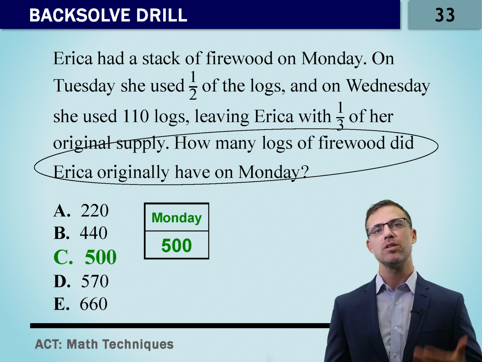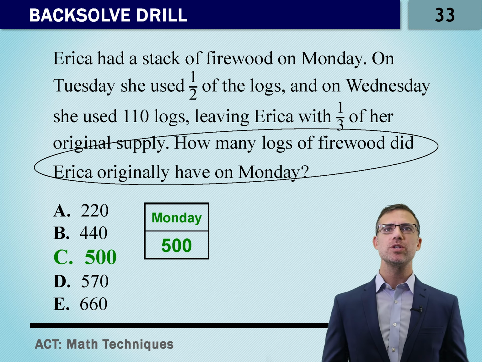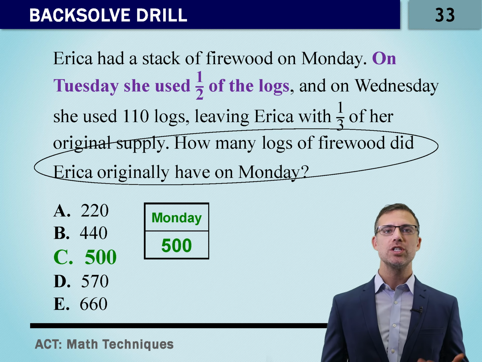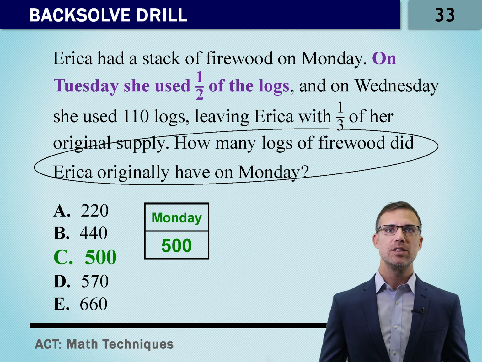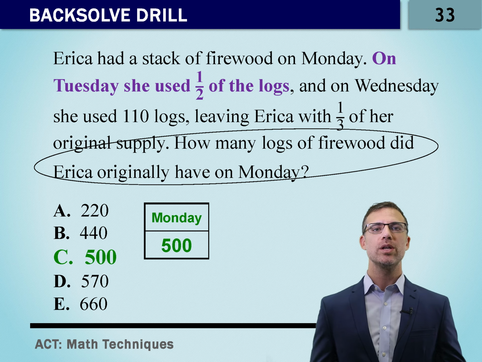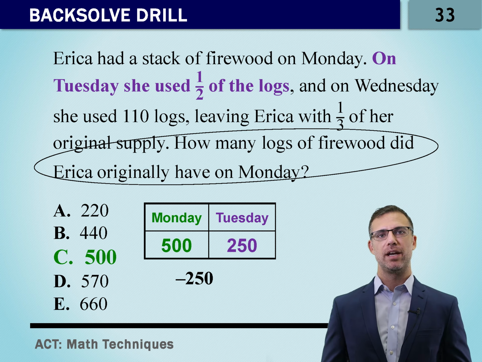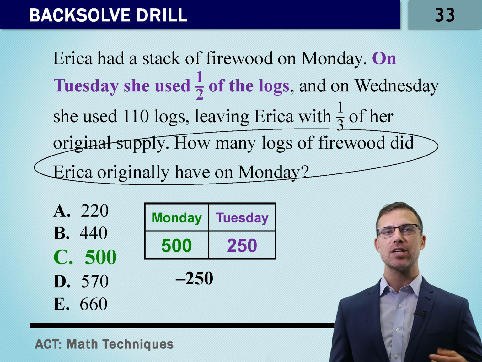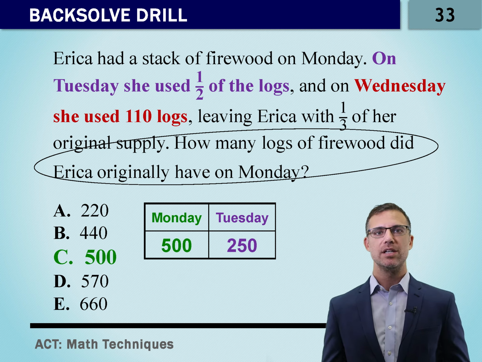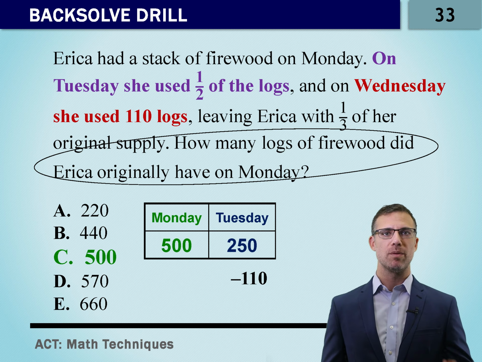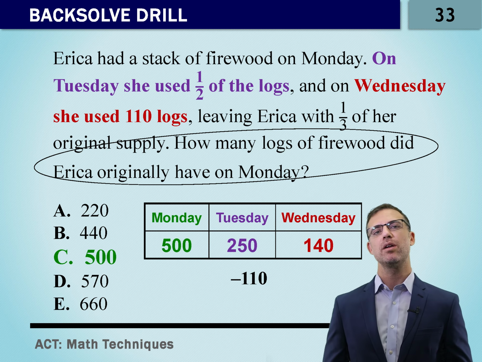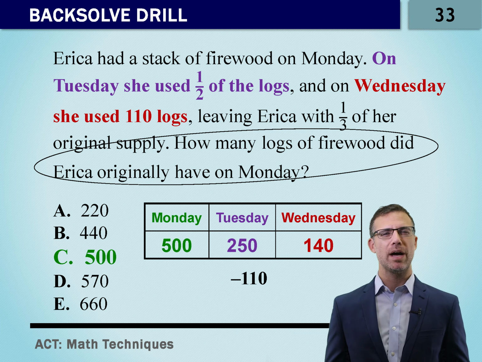If on Monday she starts with 500, how many will she have on Tuesday? Well, she's going to use half her logs. So at the end of the day on Tuesday, we're going to have used 250, leaving us with 250 left. Now, if we're taking a look at what happens next, she uses 110 more logs. So now she's going to be taking those away from the 250, leaving us with 140 on Wednesday. Great. Do we have the right answer?